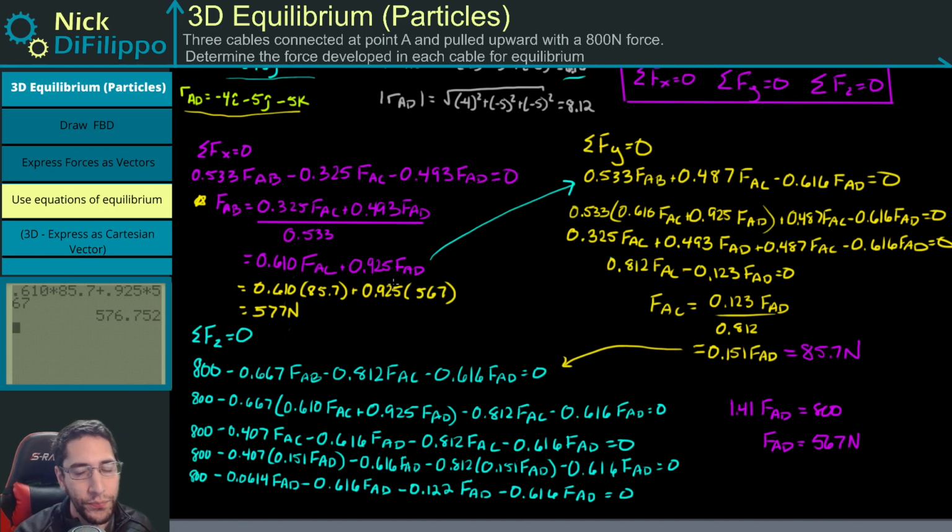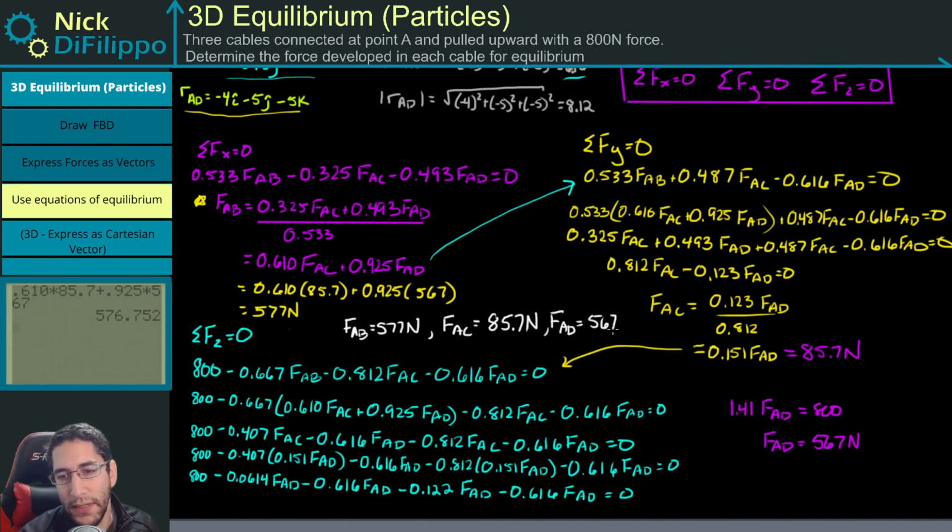So there you have it. This tells us what the forces in each of these ropes are. So I'll write it right here. My force, AB, is equal to 577 newtons. My force, AC, is equal to, let's call it, 85.7 newtons. And my force, AD, is 567 newtons.